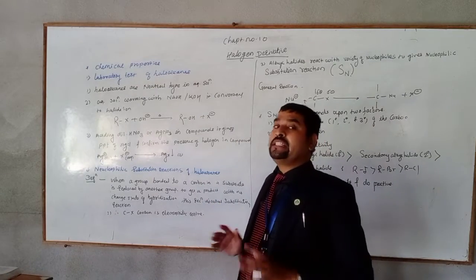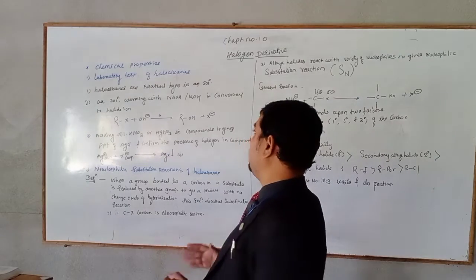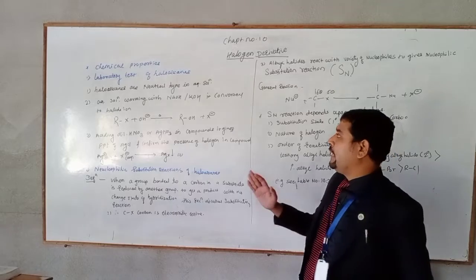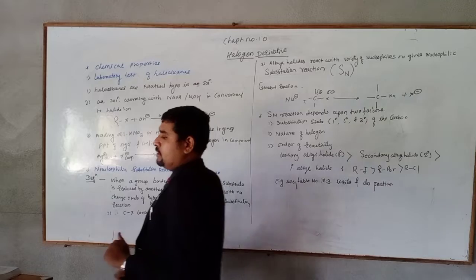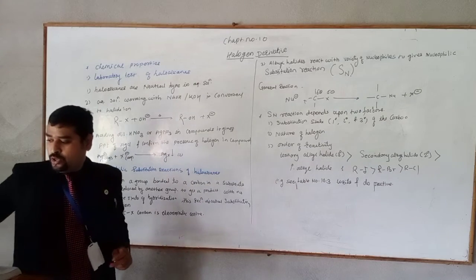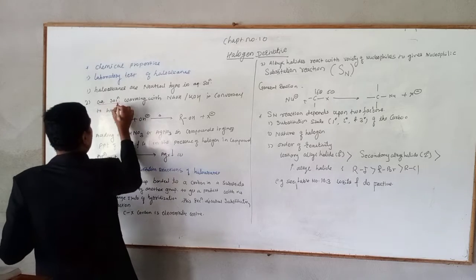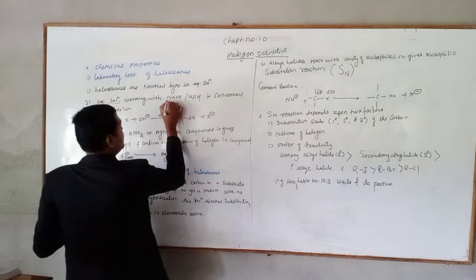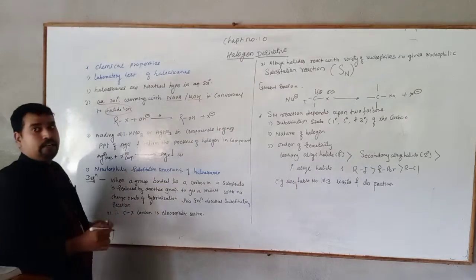What is the second point? This aqueous solution, on warming with NaOH and KOH, that is sodium hydroxide and potassium hydroxide, is converted into halide ions, right?